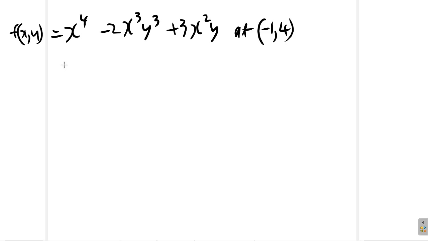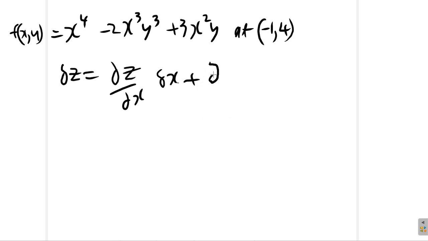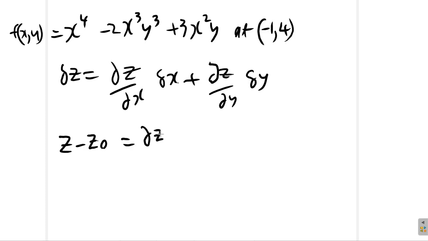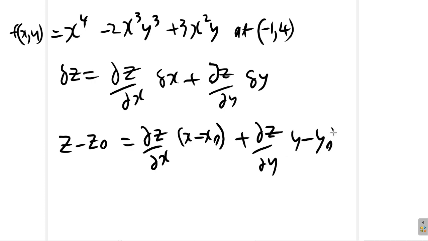We have a change in z is equal to the partial derivative of z with respect to x times a change in x plus the partial derivative of z with respect to y times a small change in y. Now that small change in z, we say it is z minus z naught equal delta z by delta x, x minus x naught plus delta z by delta y, y minus y naught. Alright?